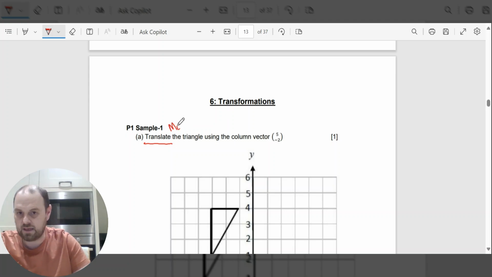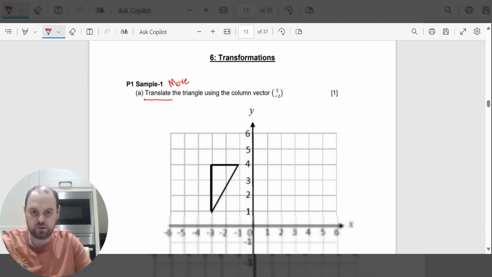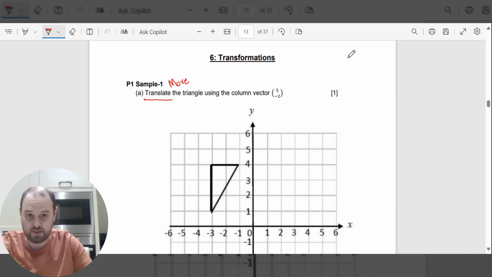Translate means move. No, right, move. Pick it up and move it, okay? Now, all of these transformations you can do with tracing paper, if it helps, right? But definitely rotation, but you can do them all with tracing paper if you want to. Now, what we're going to do here is we're going to move right or left, and then up or down.